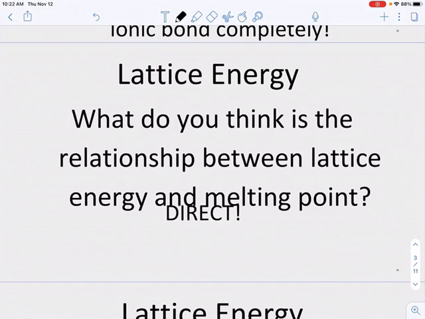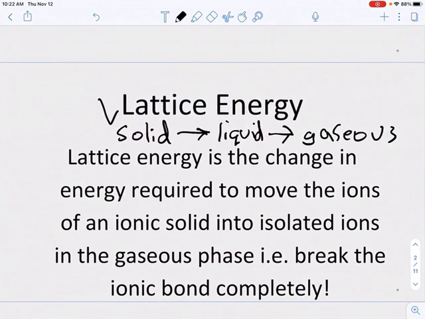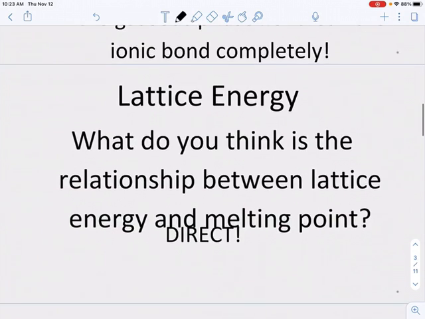The relationship between lattice energy and melting point is direct. Remember, for direct relationships, it means that when one variable increases, the other increases. So the higher the lattice energy of a compound, the more energy I need to take it from solid to liquid to gas, and that means the higher the melting point.